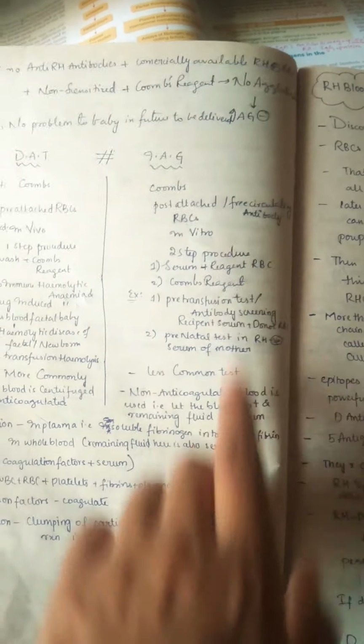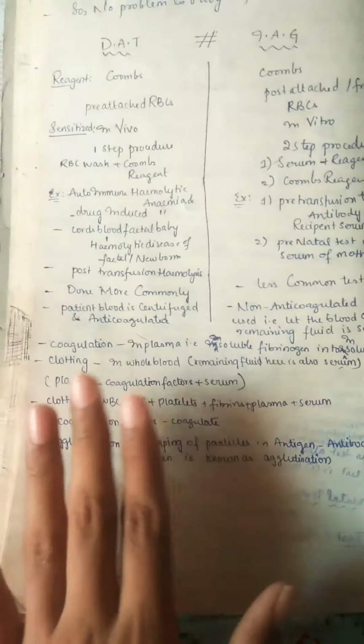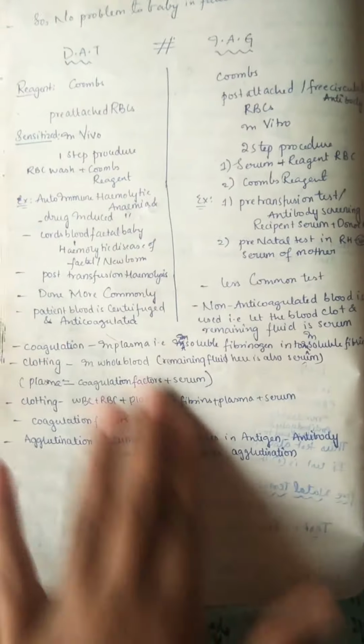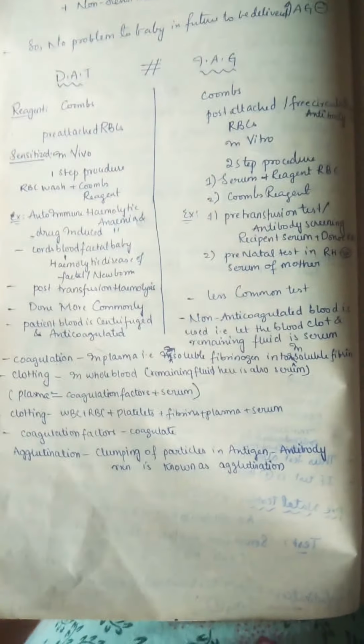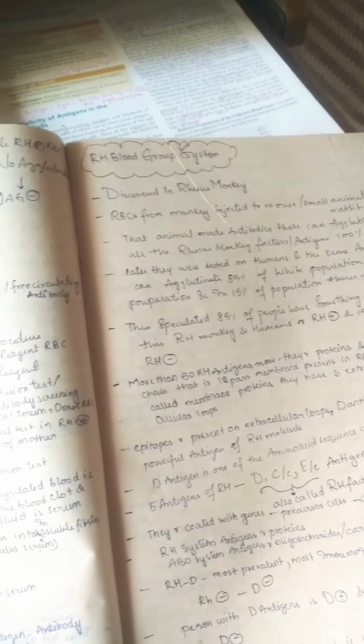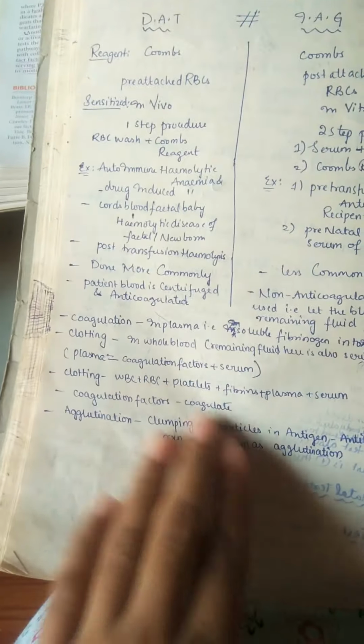So it is a two-step process. It's the indirect test. First we should understand some important points related to the blood, and we'll complete this. Next we will move on to the RH blood group system in another video. So here we will look at coagulation.